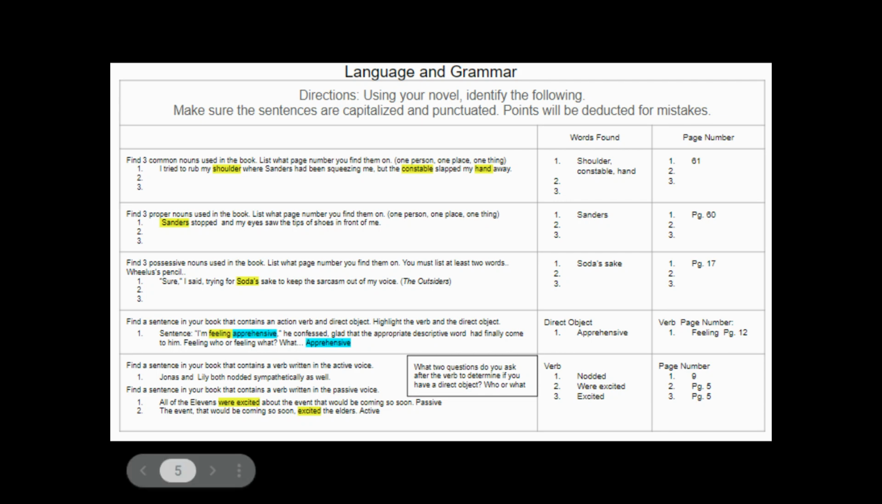All right, so let me read this sentence one more time, okay? "I tried to rub my shoulder where Sanders had been squeezing me, but the constable slapped my hand away." All right, so the nouns in here are shoulder, constable, and hand. Okay, I found these on page 61 of the book that I was using. Now, I highlighted my nouns and I wrote them out in the box where it says word found.